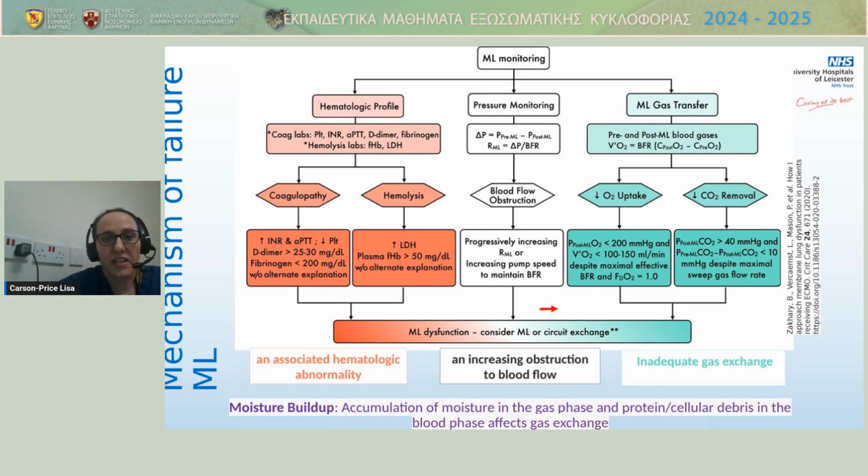Then we need to look at our pressure monitoring. So we measure our pressures pre-oxy and post-oxygenator on the membrane lung, and that will tell us how much resistance there is to blood flow in the circuit. So that's another important thing we need to be aware of.